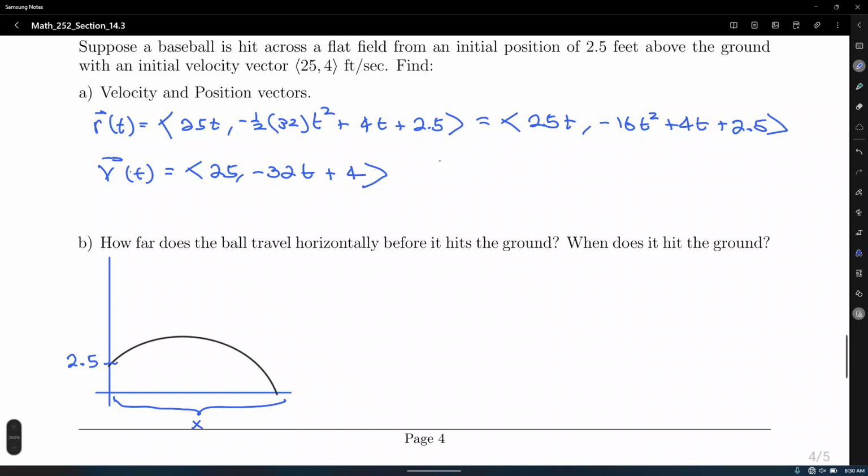Any ideas how you would do this? Yes, the y component equals 0. Let's set the y component equal to 0 because it's about the height. It's the y component that gives you the displacement in the y direction, which means height. So set negative 16t squared plus 4t plus 2.5 equal to 0.